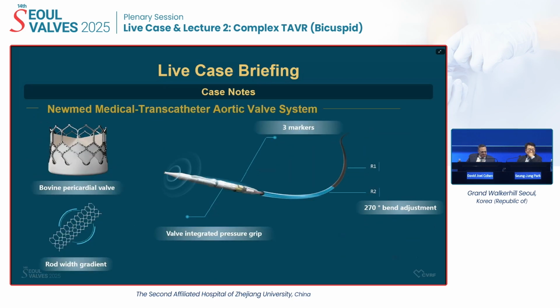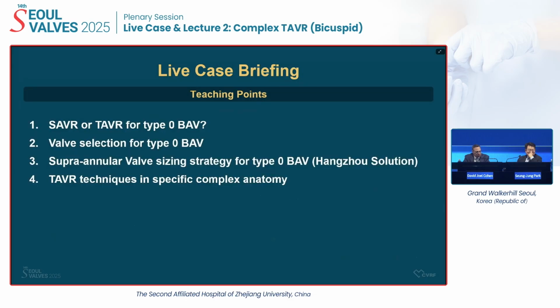Today we will use a balloon-expandable valve. It's a Chinese-made domestic valve, and the design is quite similar to the SAPIEN 3. For the teaching points, for this kind of patient, which strategy, TAVR or SAVR? Also the valve type, self-expanding or balloon-expandable, and also the valve size. In our center we use the Hangzhou solution, and for this very special patient, the technique is very specific and complex.